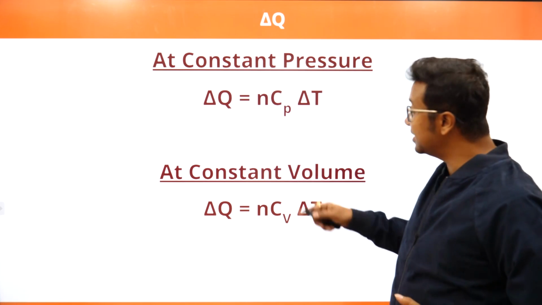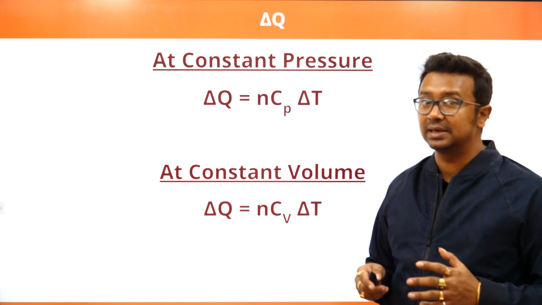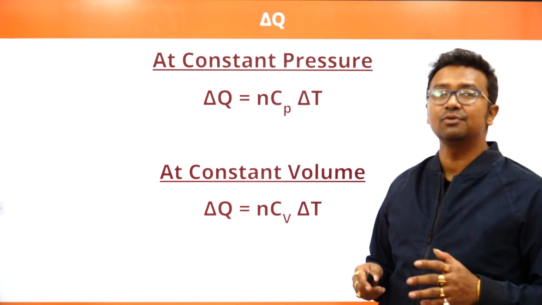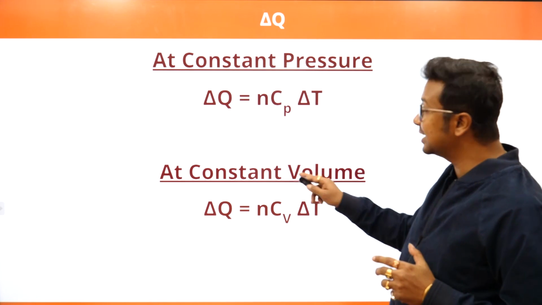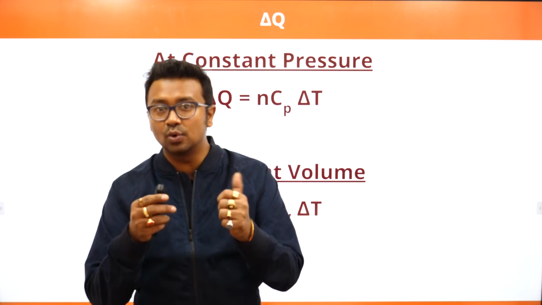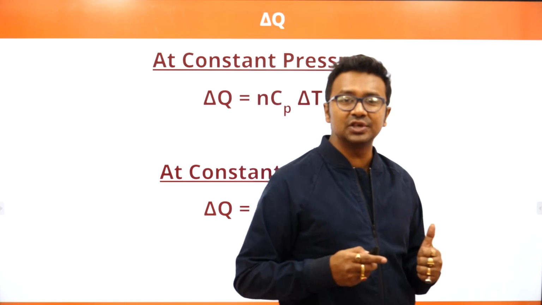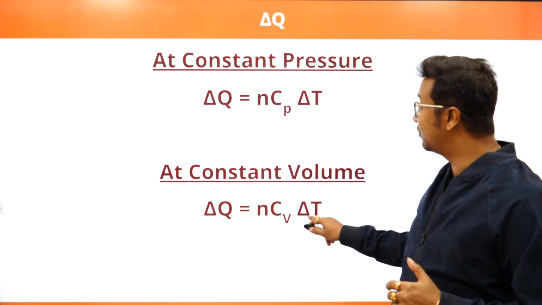However, at constant volume, as we looked at last time, the work done is equal to P delta V. So if you are doing it at constant volume, then your delta V is going to be 0. As a result, the work done is 0, so the delta Q is going to be different.